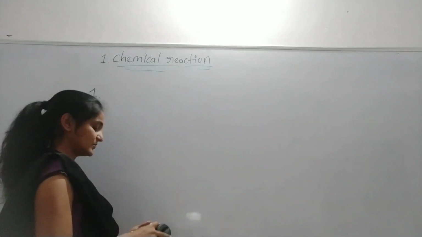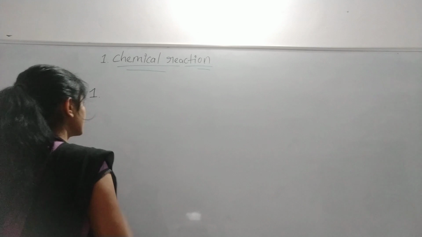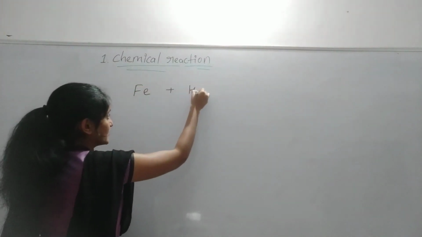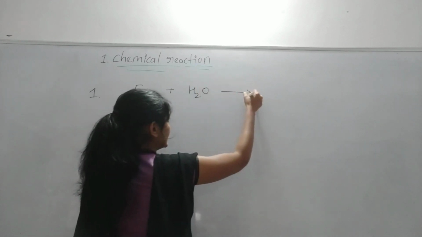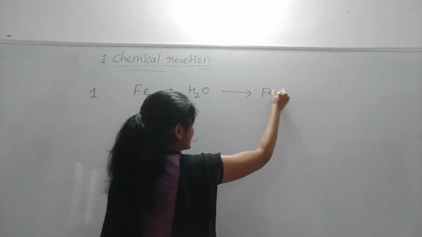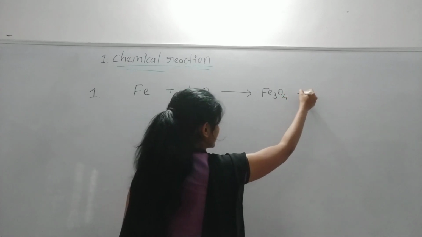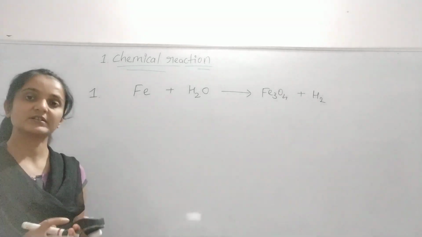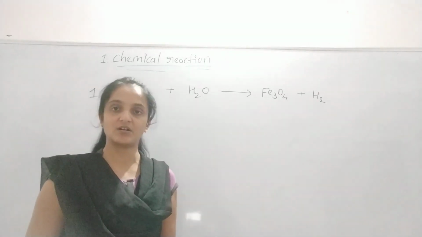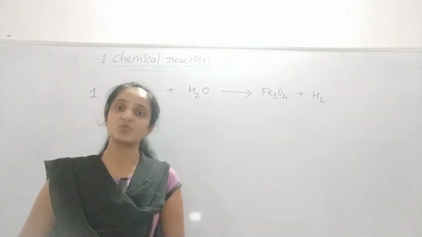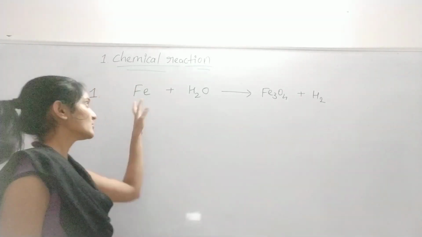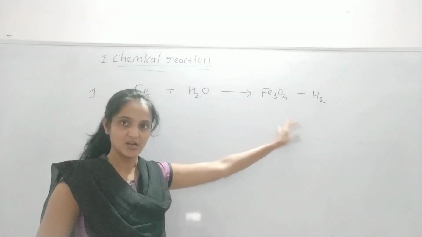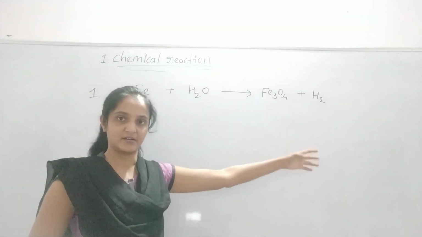So another example we are going to take is ferrous, which is going to react with water and produce ferrous oxide plus hydrogen, right? So this is our reaction, which is simply rusting of the iron. In rusting of the iron, what is happening? Iron comes in contact with water and is converted into its oxides, releasing hydrogen, right? So it's simply rusting of iron, right?